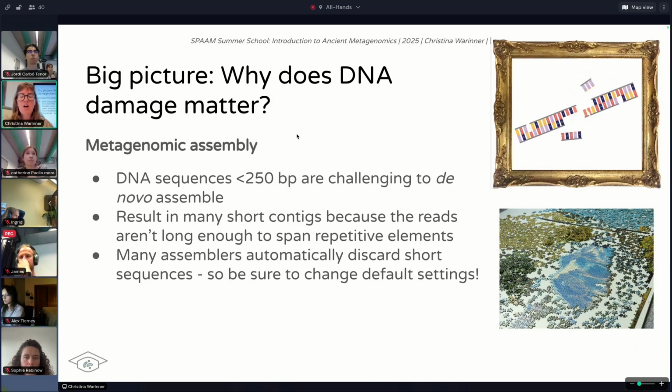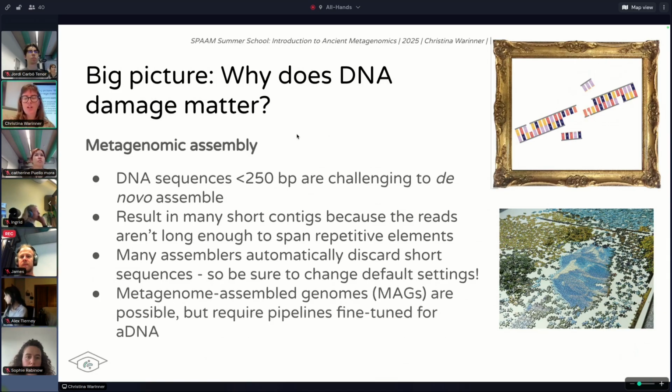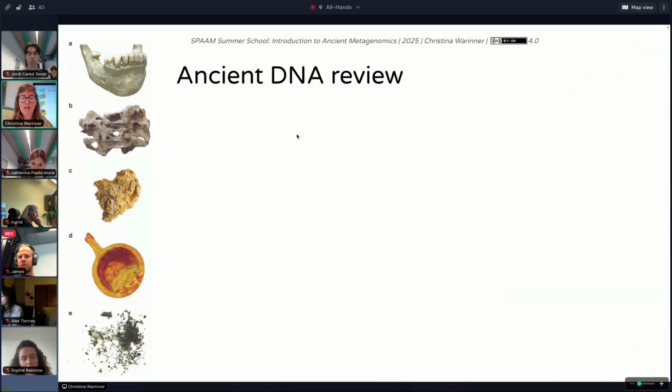And many assemblers automatically discard short sequences, so you have to be sure to change default settings. There are a number of ancient DNA papers that give you guidance on what specific settings you need to change in order to make it work for your ancient data. Metagenome assembled genomes, or MAGs, are possible, and they're increasingly becoming the workhorse of our field and are leading to amazing discoveries. But you have to fine-tune your pipelines in order to get them to work properly on ancient DNA.